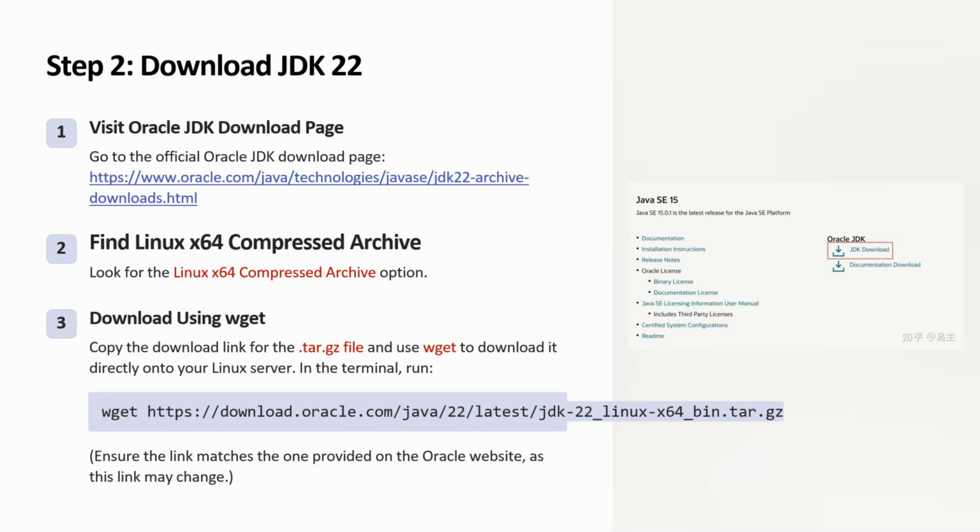Step 2 is download JDK 22. For that, visit the Oracle JDK download page using this particular link. Then find the Linux x64 compressed archive file. It will end with tar.gz. Using the wget command, you can directly download the archive file in the Linux server.